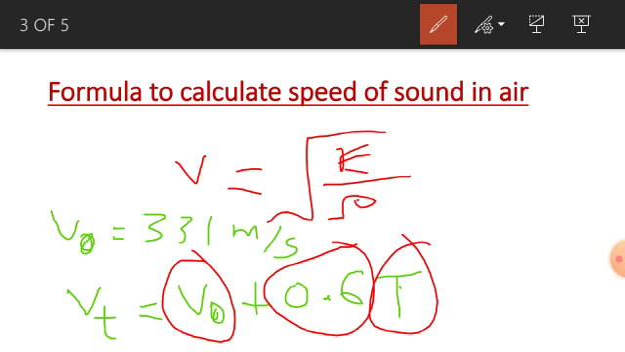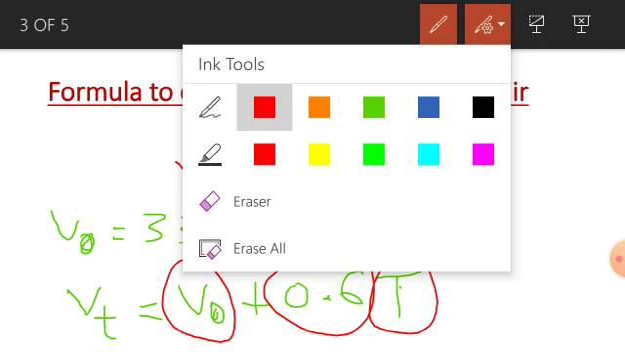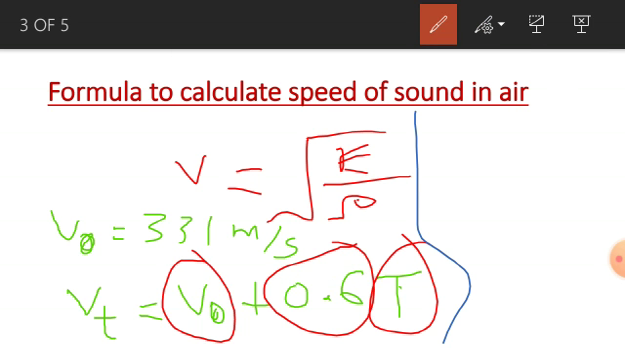Means for every 1 degree centigrade increase in temperature, there will be 0.6 meters per second increase in speed of sound. So at 1 degree centigrade, what will be the speed of sound?